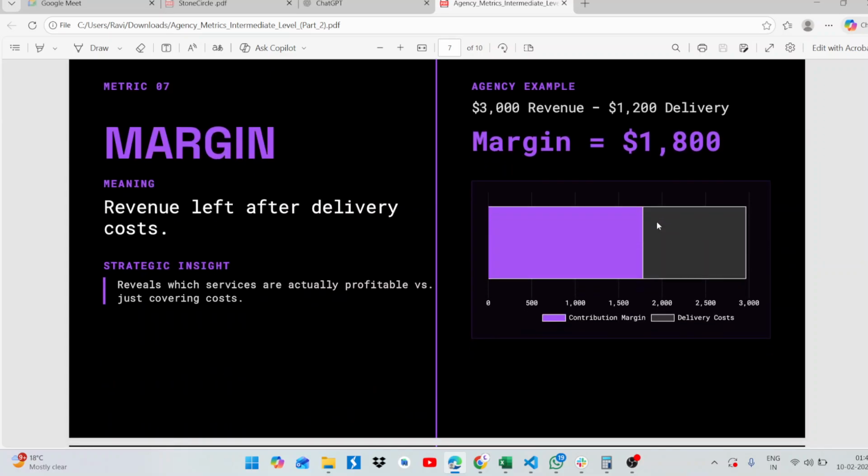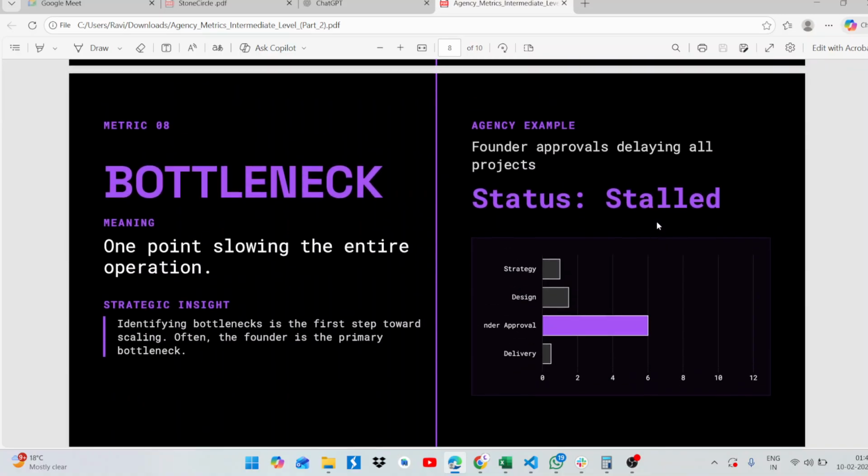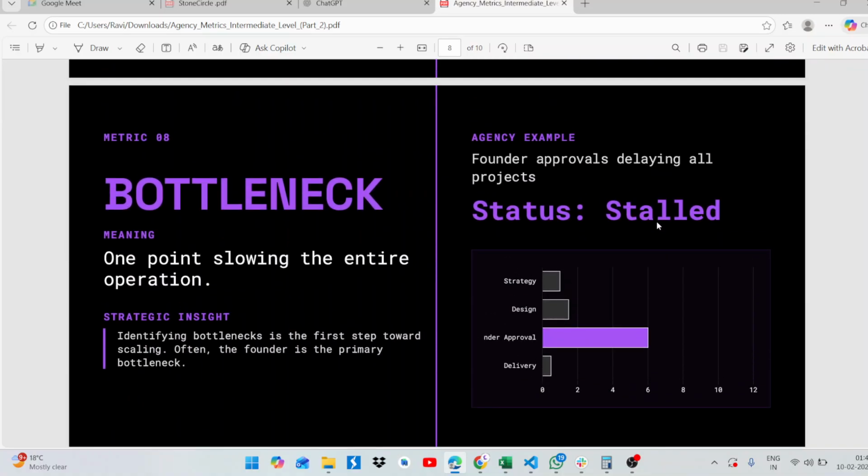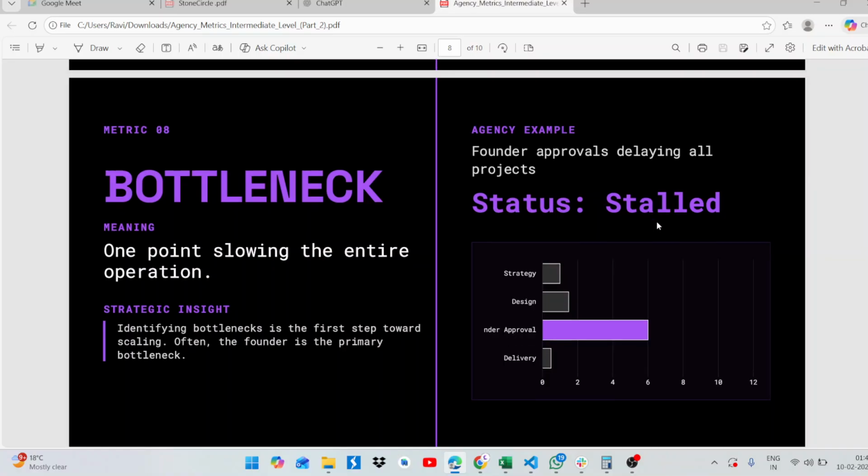So what is margin? Again, we discussed the profit margin percentage in the last video. It's how much you keep after you pay everybody. Let's say you pay everybody and you keep, let's say, $500 in the company, then that is the margin. So there is a difference between the margin percentage, the profit margin, and the margin.